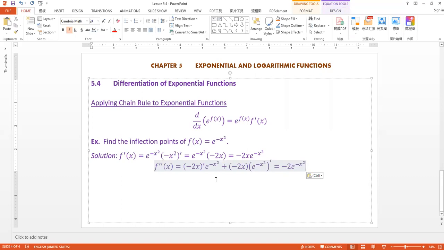And then plus negative 2x. And the derivative of e to the negative x squared, we already did it in the first step when we found the derivative of f. The derivative of f is just the derivative of e to negative x squared. That's exactly what we have in here. And that's equal to negative 2x e to the negative x squared.